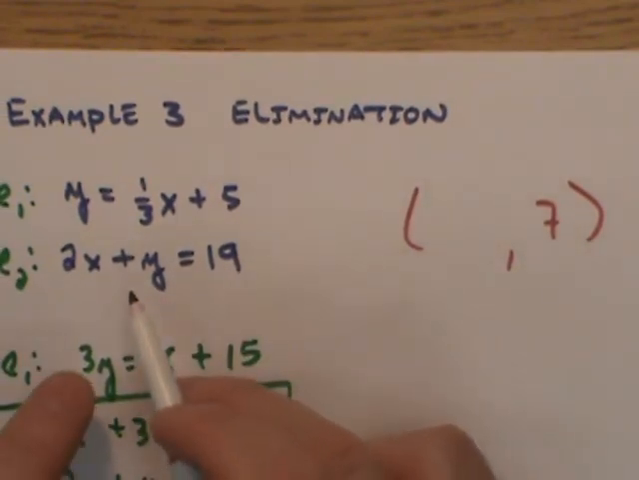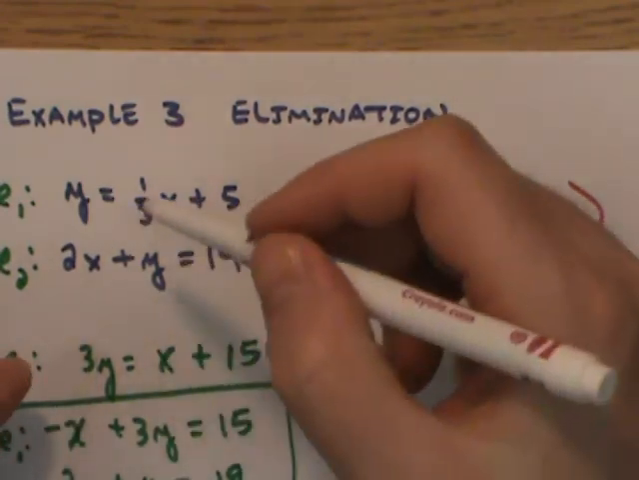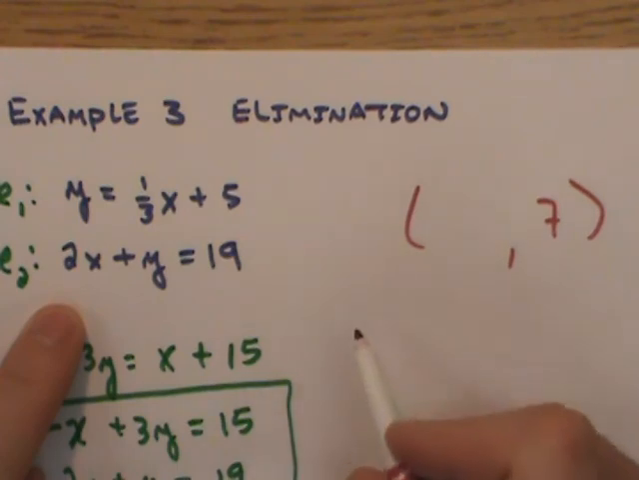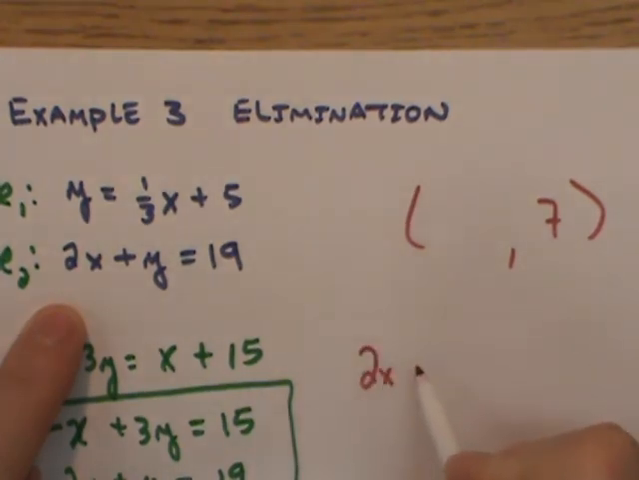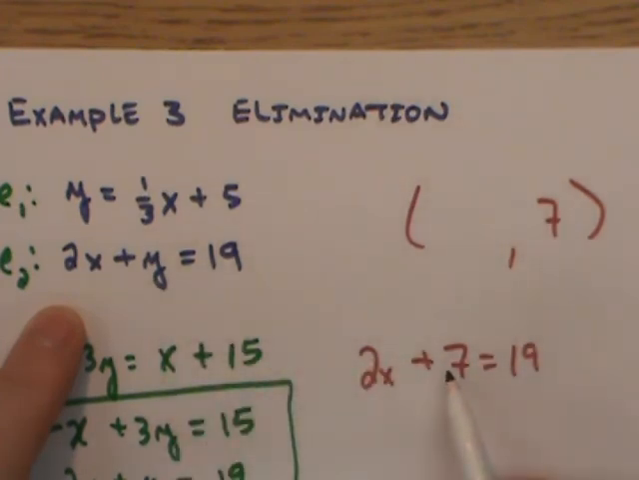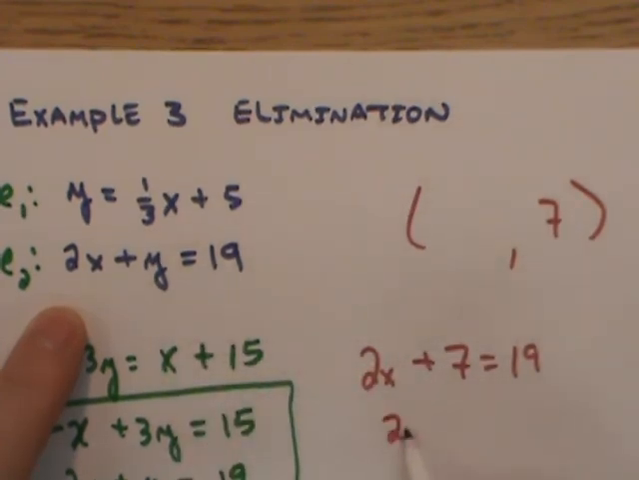I think I'll go to the second equation here. You can plug it into any equation you want, but I tend to go for one of the easier ones. And so I'll say 2x plus 7 is equal to 19. All I did was put the 7 in for the y. Now as I solve this, I can move the 7 over. 2x is equal to 19 minus 7. 19 minus 7, of course, is 12. Divide by 2, divide by 2, x is 6.